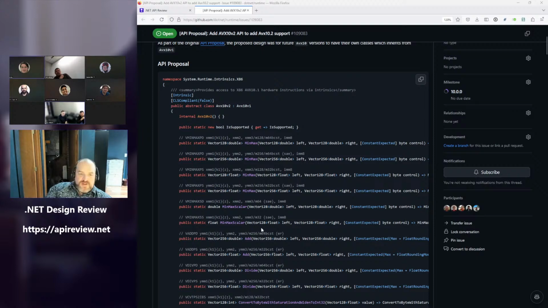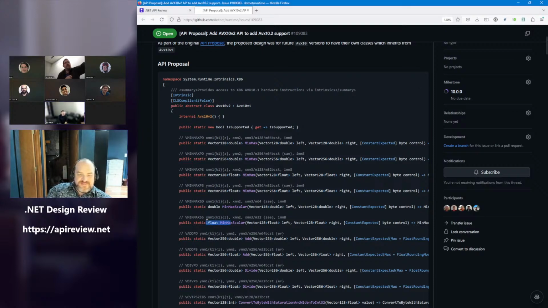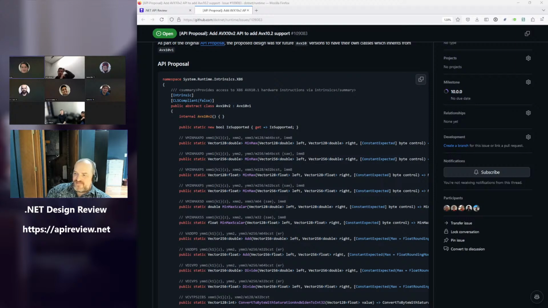Isn't the one below it? Return vectors. Yeah, those ones, instead of returning scalar double and scalar float, should be vector 128 of double and vector 128 of float. Because the actual instruction returns the entire vector, preserving the upper bits rather than zeroing them.